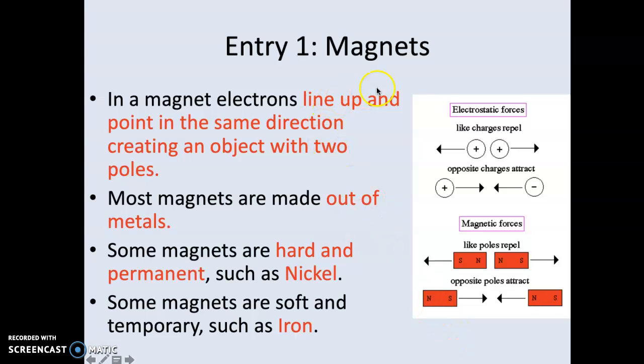So what's happening in a magnet? In a magnet, electrons are lining up and they point in the same direction, causing this positive and negative end. And most magnets are made out of metal, and some magnets can be permanent and hard, and some are soft and temporary. So you can create magnetic fields, or certain objects can have a permanent magnet in them.